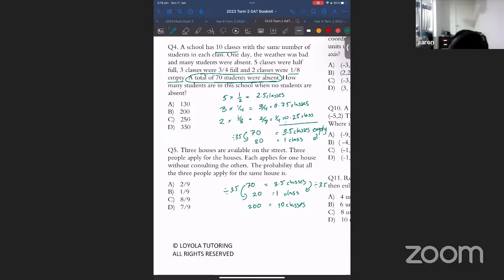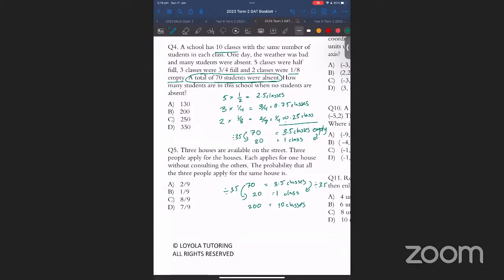In our class, the teacher used algebra. Yes, so there's an algebra method as well. In the answer key, it has both, but I've just included this one.